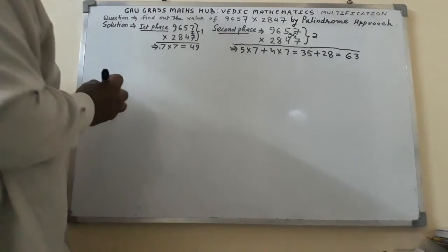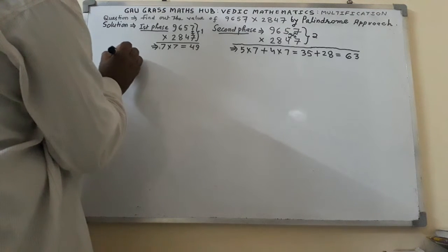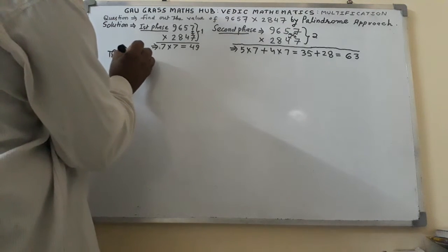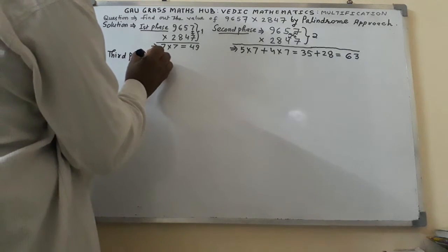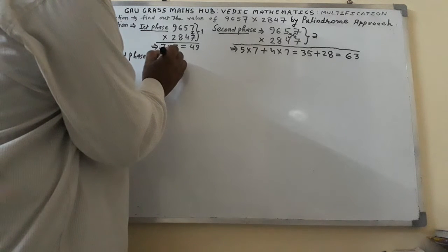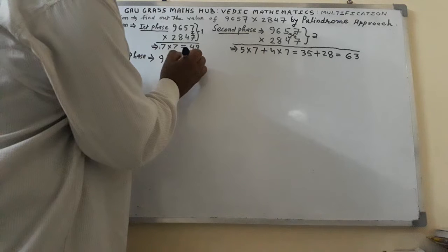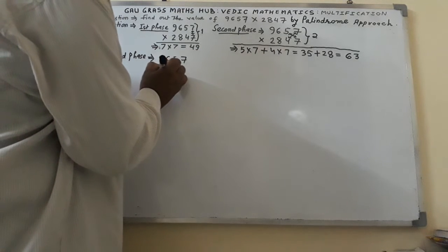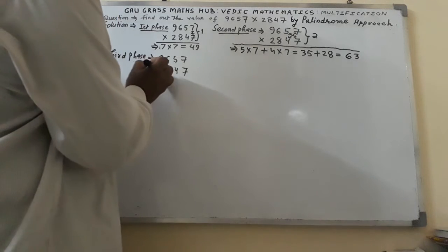Now come to the third phase. Third phase I shall write here. Third phase. Third phase implied that 9657 is multiplied by 2847.